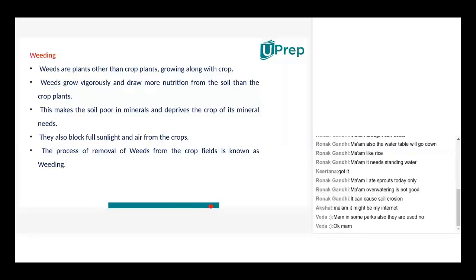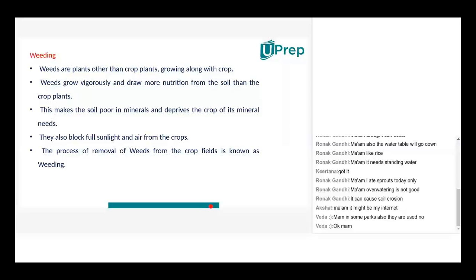Can you please explain? Ma'am, weeds are unwanted plants which naturally grow along with crops, and they need to be taken out for a better yield, because as explained in the second point, they grow vigorously, need more nutrition, and might take much more nutrition from the soil and not give enough to the crops. Good. So basically these are unwanted plants which demand a lot of attention.